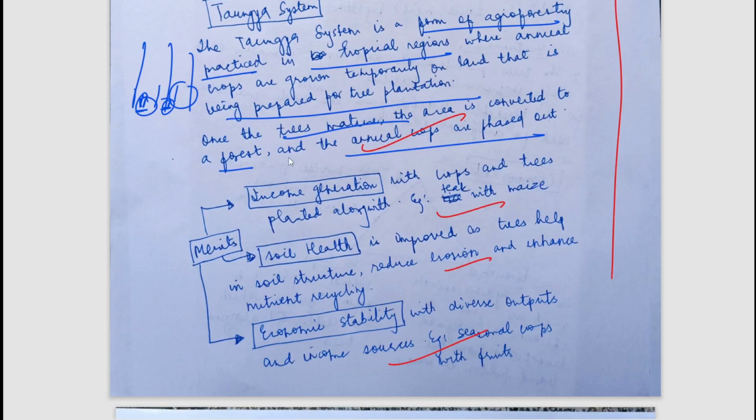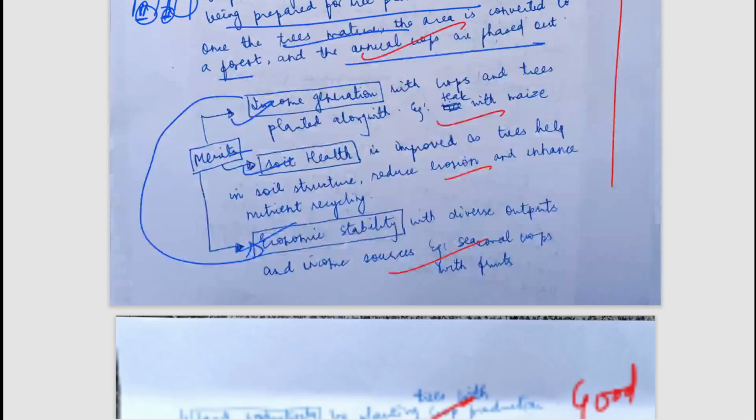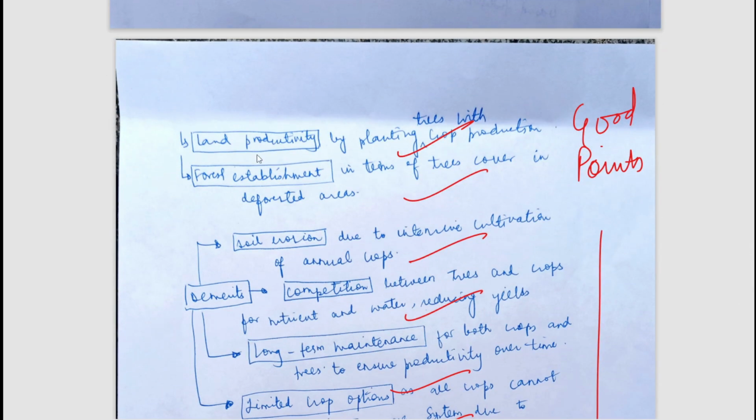Now what are its merits? Obviously, it will lead to income generation, because with trees we are also growing some other crops. It will lead to enhancement of soil health. There could be economic stability. So economic stability and income generation are similar points, so this can be merged. Then land productivity, forest establishment, so overall good points.